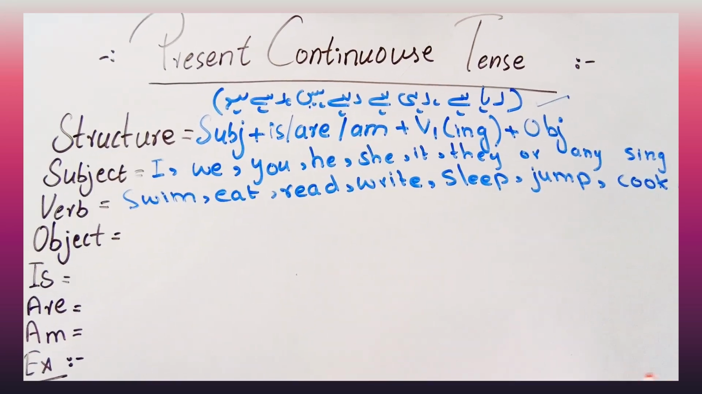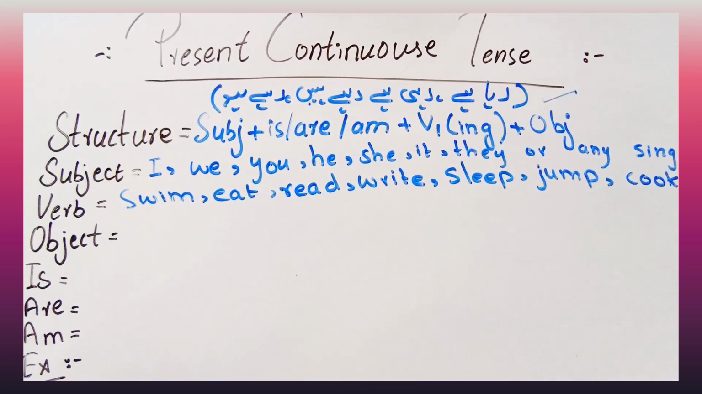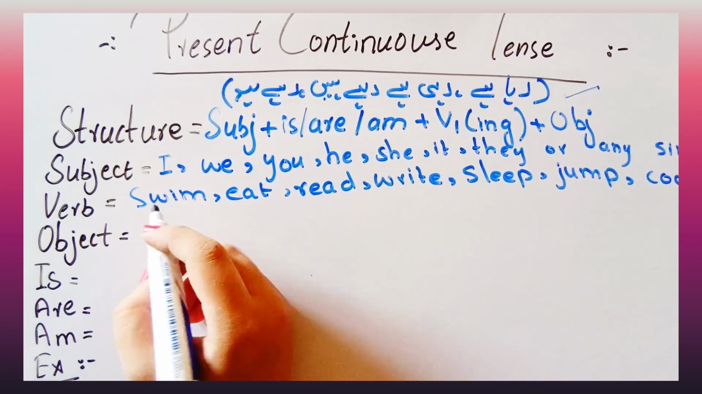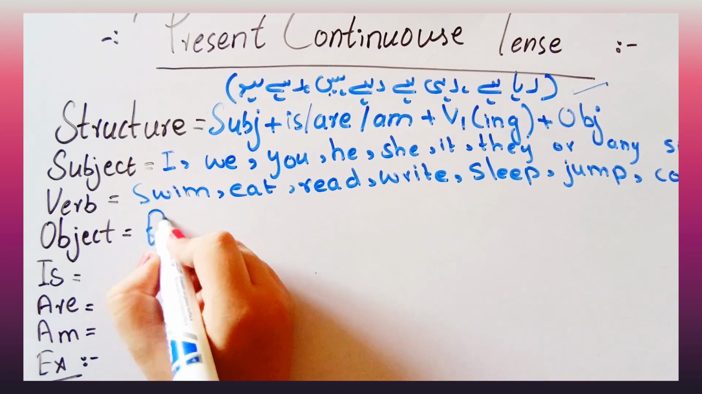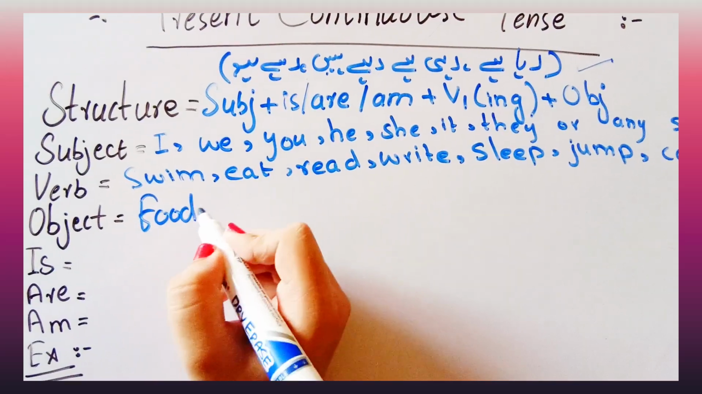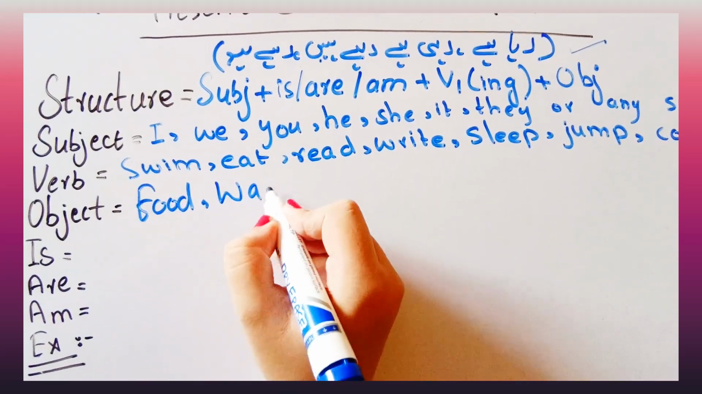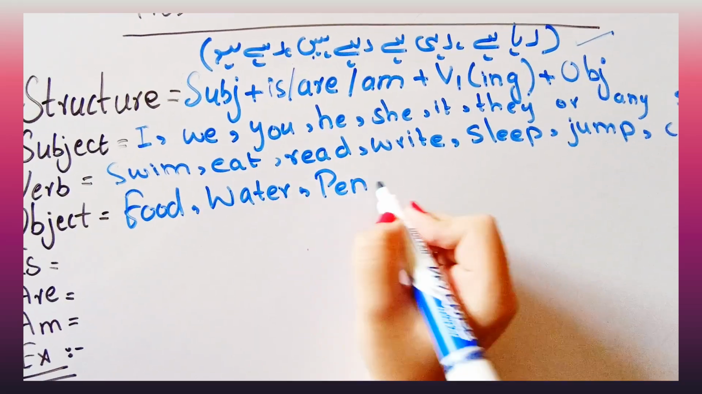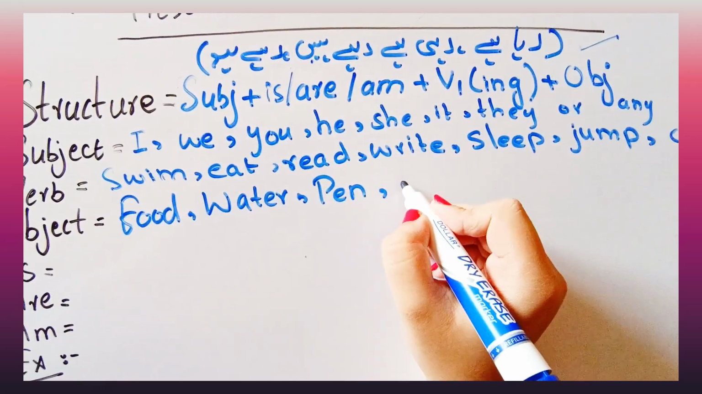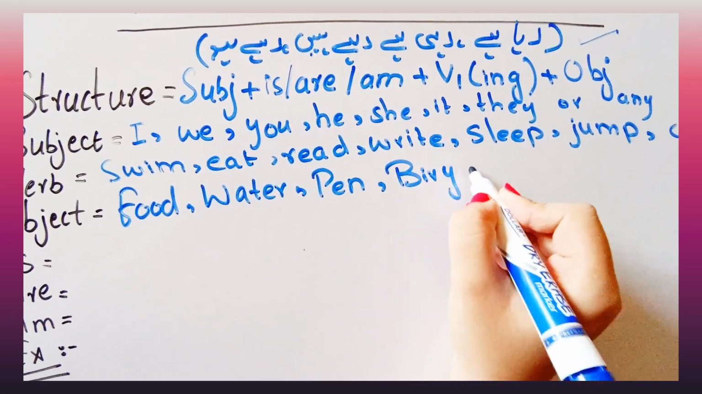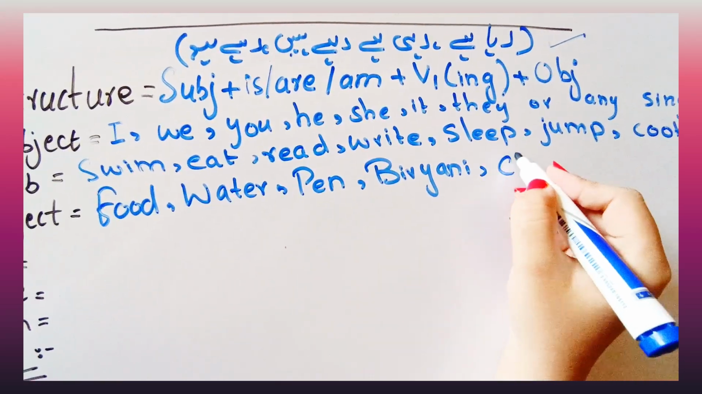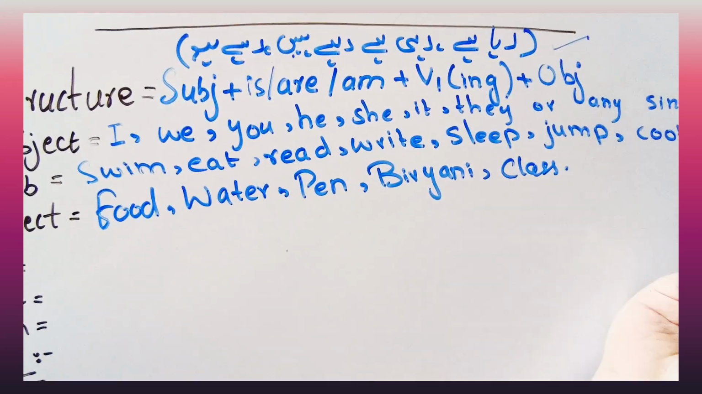And what is object? Object can be anything. It can be any noun, like this. For example, if I say food, if I say water, if I say pen, if I say biryani. On the other hand, if I say class, and so on, like this.